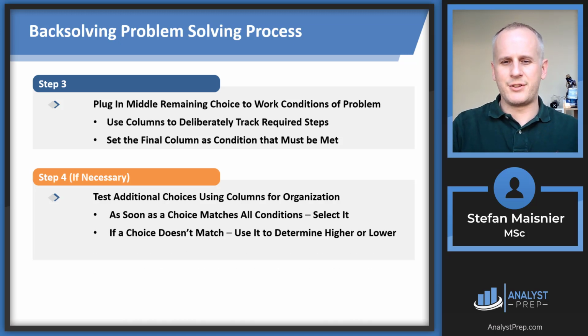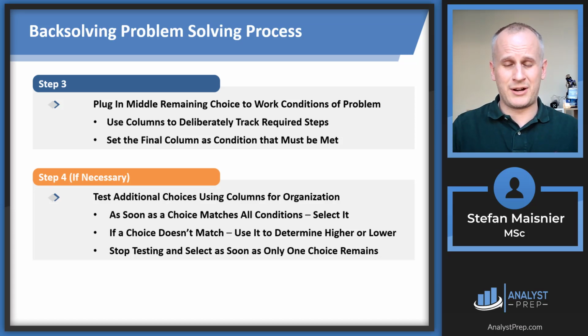If a choice doesn't match, though, you can use it to determine whether you need to go higher or lower through logical estimation. And you can stop testing and select as soon as only one choice remains. So if 3 didn't work there, we knew it was going to be 4 just based on our logical estimation, and we just select 4. We wouldn't have to try again.